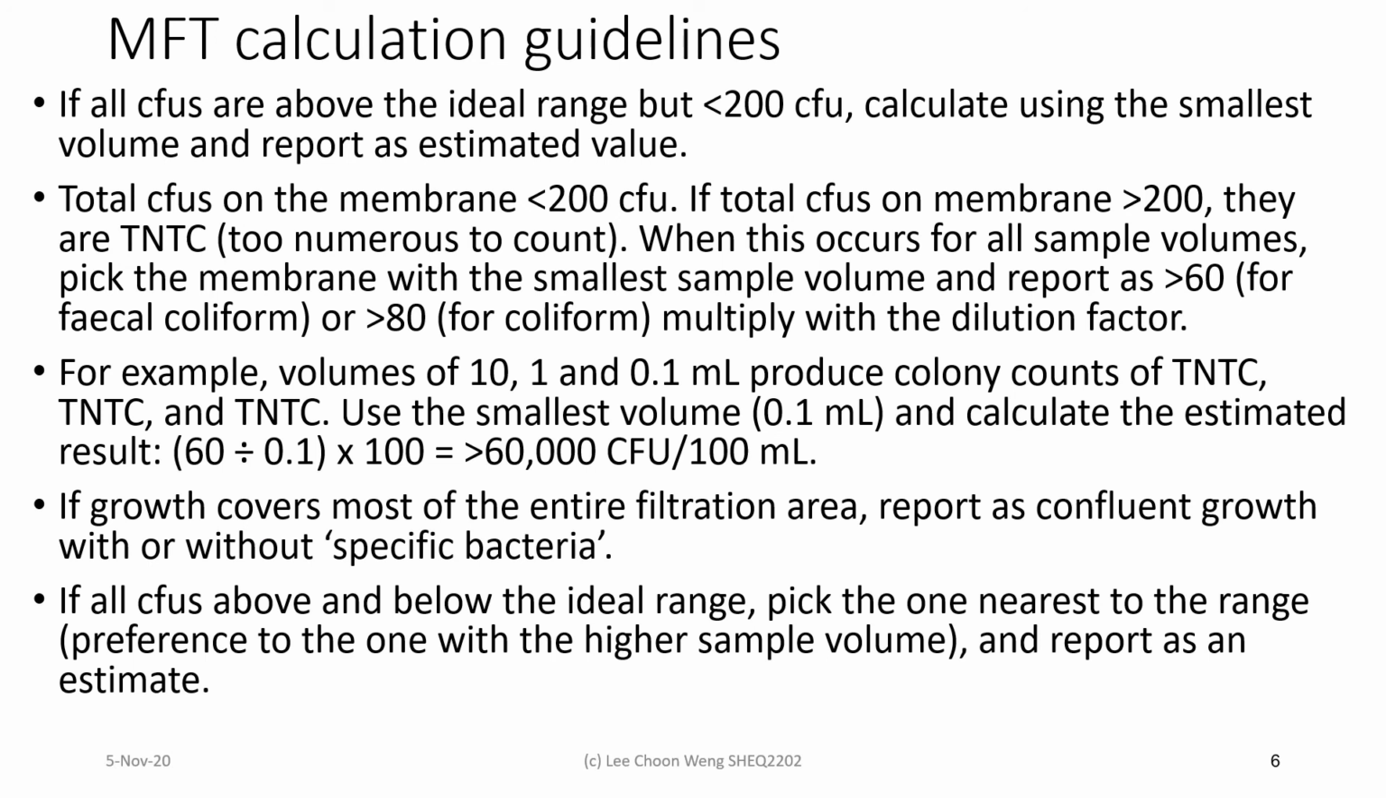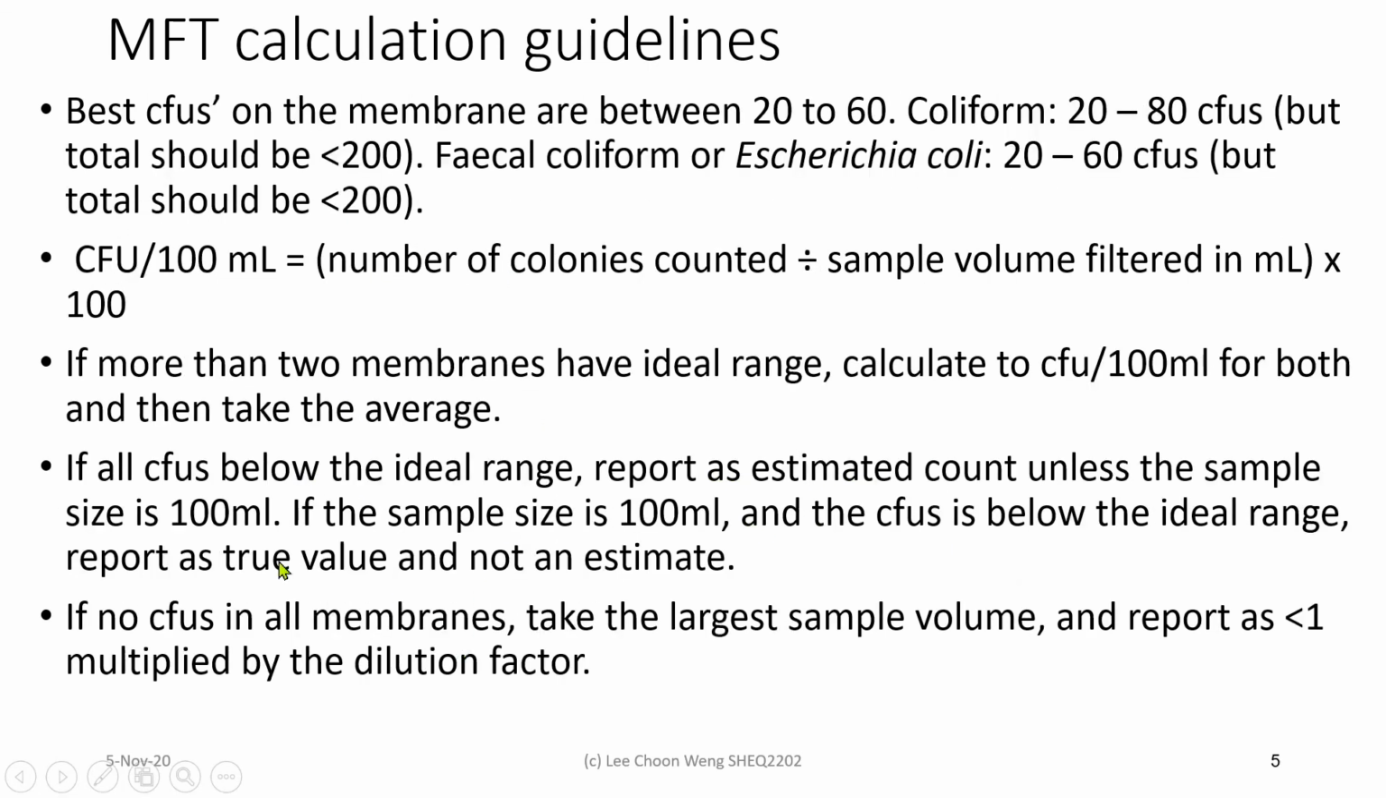If all the CFUs are above and below the ideal range, you pick the one nearest to the range with preference to the one with the higher sample volume and report as an estimate. Outside the ideal range, most of the time you will have to report as an estimated value, except for when the sample size is 100 ml, and then you can report that as a true value.